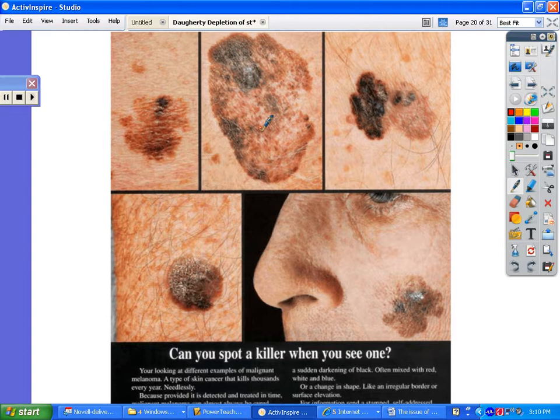So that's my public service announcement for the day. Make sure you get your moles checked. Go to a dermatologist if you think that you have any weird moles, and they will remove them. And basically, you don't have to worry about those moles anymore.